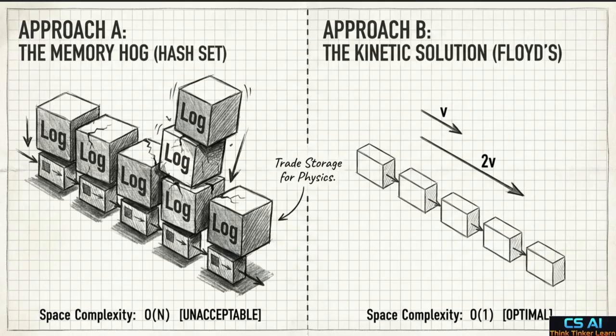Approach B is the kinetic solution, which is the Floyd solution, and it offers a much more elegant approach. It trades storage for physics using two pointers with differential velocities, v and 2v. This method achieves a space complexity of O(1), making it optimal as it uses a constant amount of extra memory regardless of the list size.